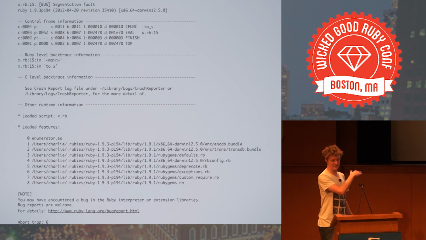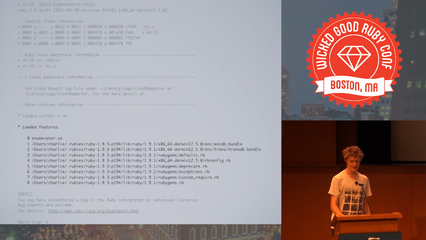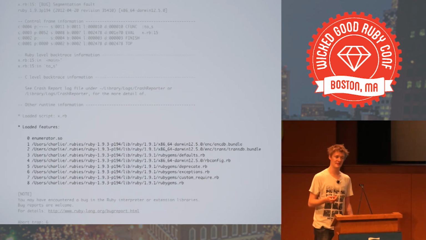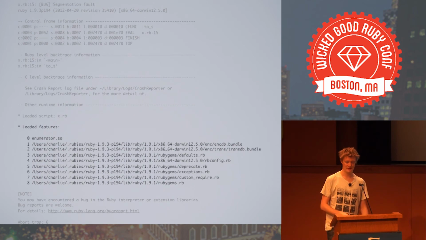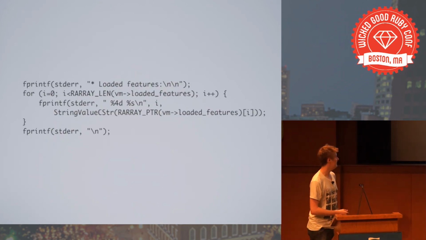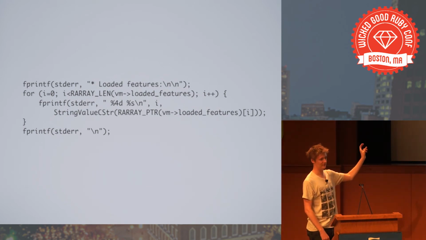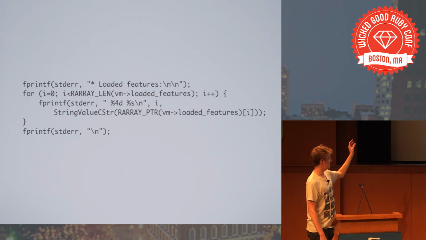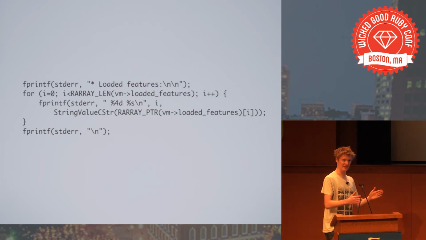You'll notice that one of the bits of information that gets dumped out when Ruby segfaults is a list of all the loaded features. These are all the C extensions and all the Ruby files that you've required in the running Ruby process. This is dumped out in vm_dump.c, and it looks something like this. It prints out a loaded features header, then iterates over the loaded features array. On each line, it prints the index and the actual loaded feature string.